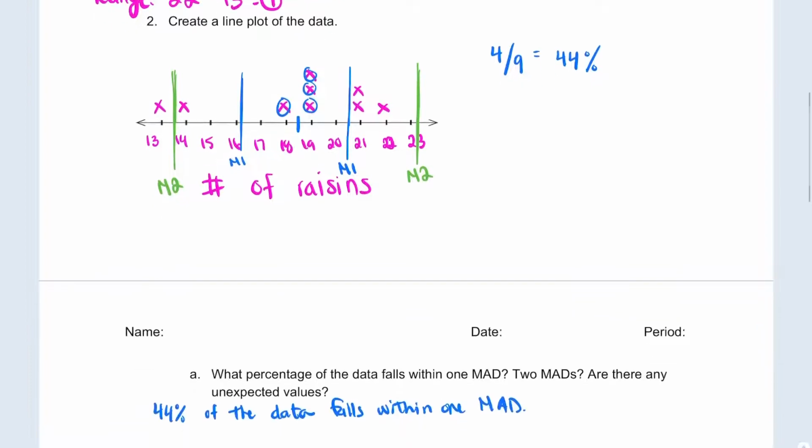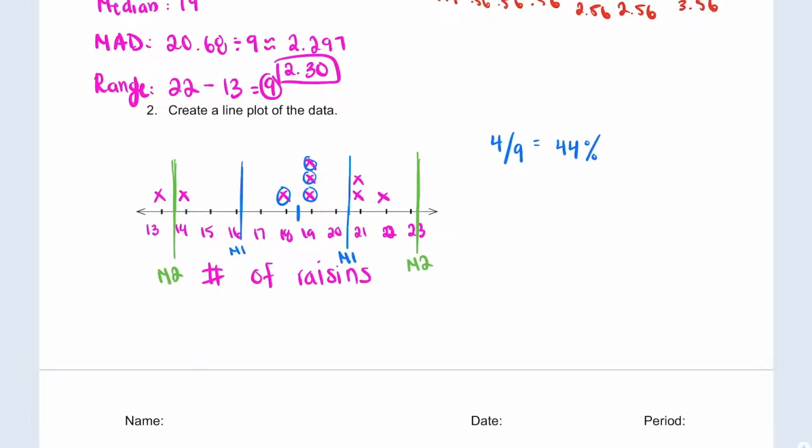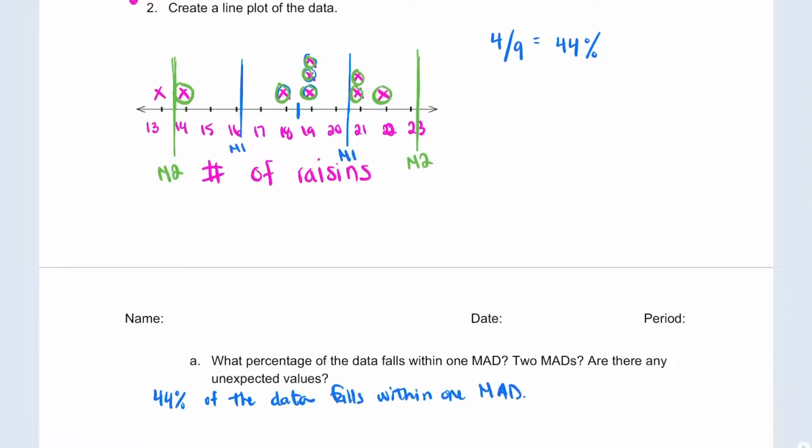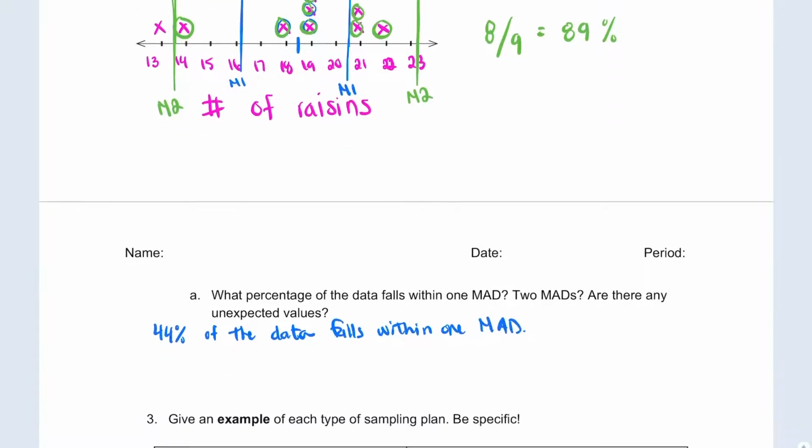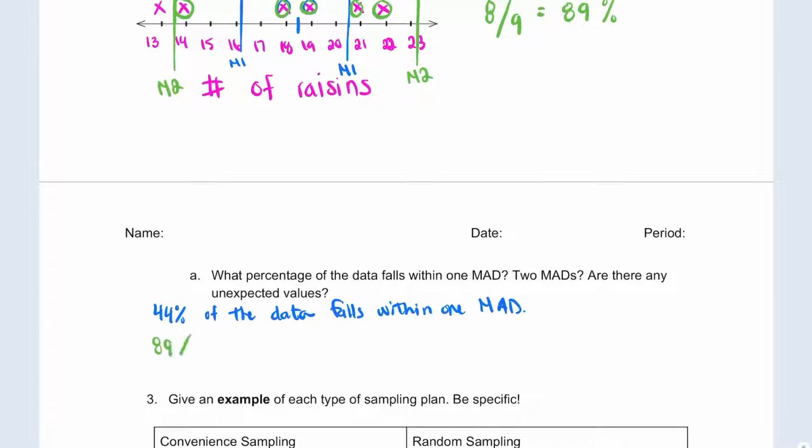Okay, so what percentage of the data falls within 2 MADs? Well, we're going to count every x that we see. 1, 2, 3, 4, 5, 6, 7, 8 within my M2 fences. So 8 out of 9. 8 divided by 9 gives me approximately 89%. So answering the question down here, 89% of the data falls within 2 MADs.